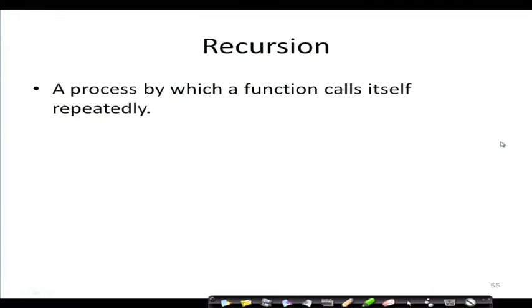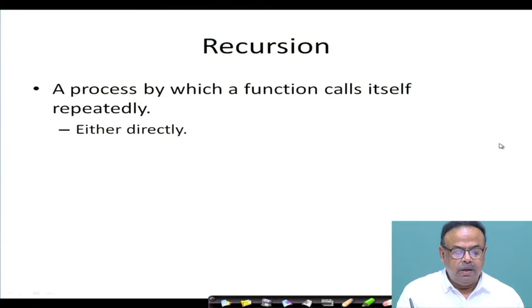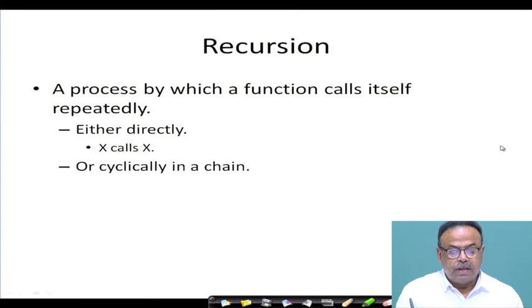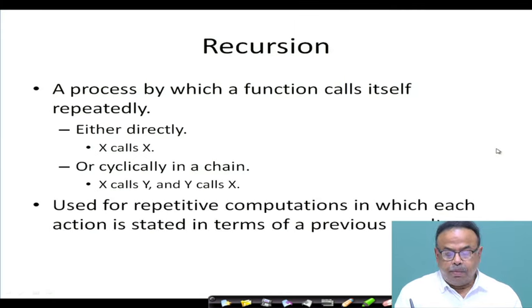I just used it as a fun example, but let us now come to a little more serious look at this. So, it is a process by which a function calls itself repeatedly, either directly like x is calling x, or cyclically in a chain, x is calling y, y is calling x, like that, used for repetitive computations.